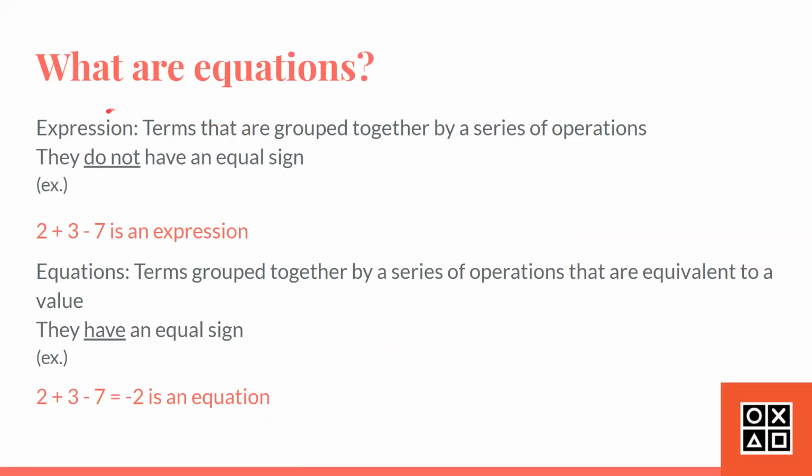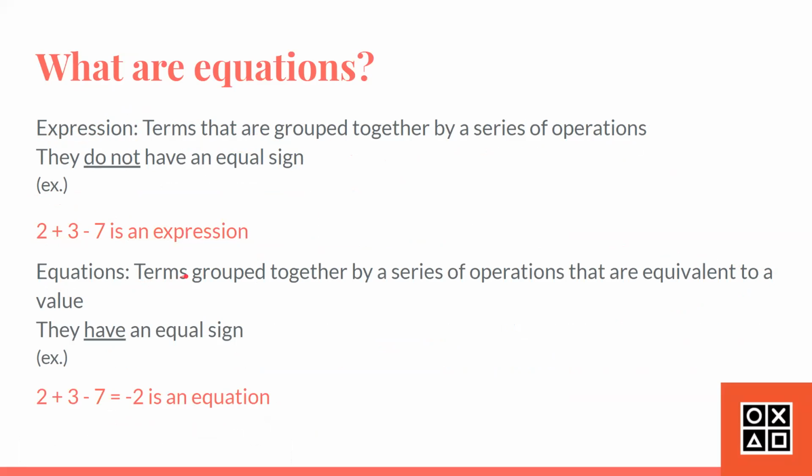What are equations? First off, let's determine what an expression is. It's not the same as an equation. An expression is terms that are grouped together by a series of operations. They do not have an equal sign. For example, 2 plus 3 minus 7 is an expression.